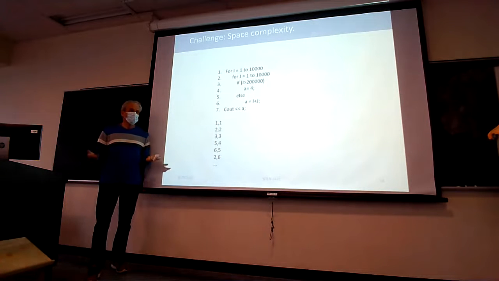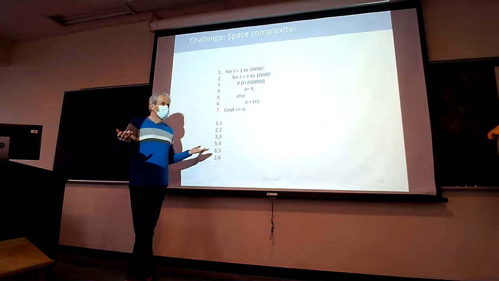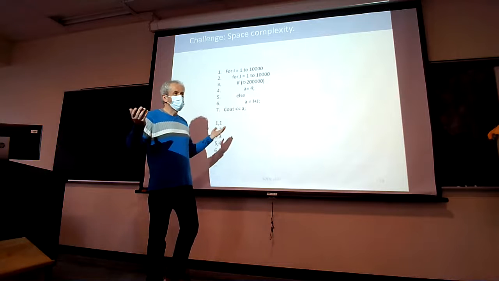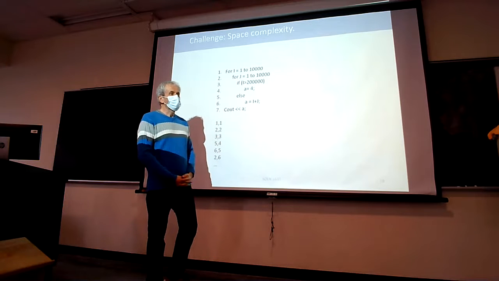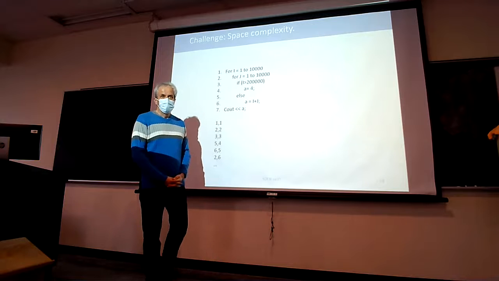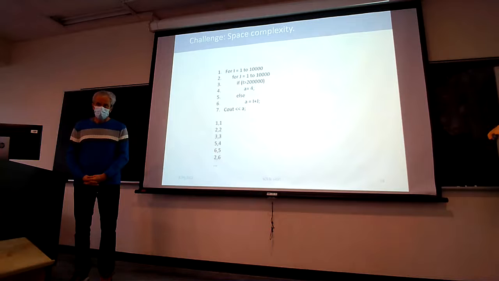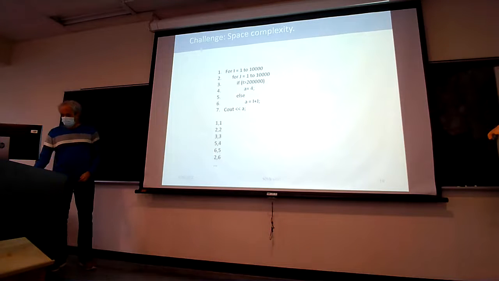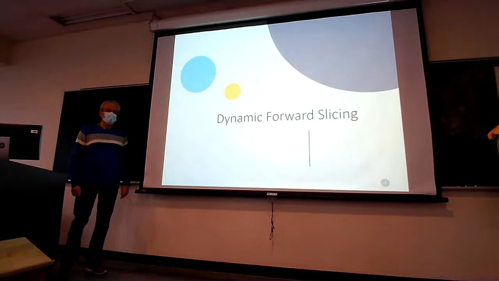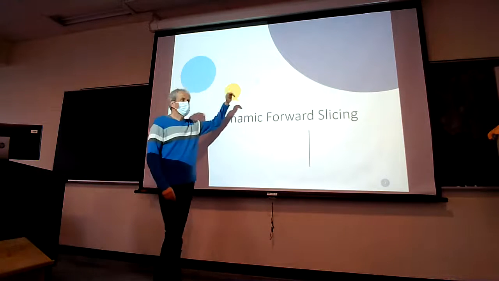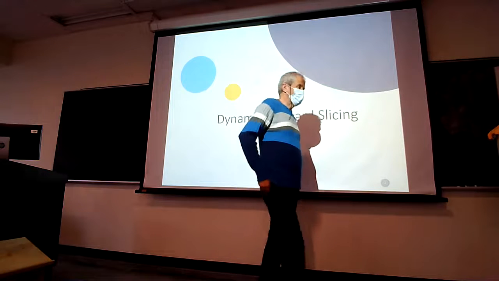Some programs run 24/7. You have billions of executions, so we cannot really record typically a complete execution trace with all the information that we need. So that's maybe where we get into the dynamic forward slice.